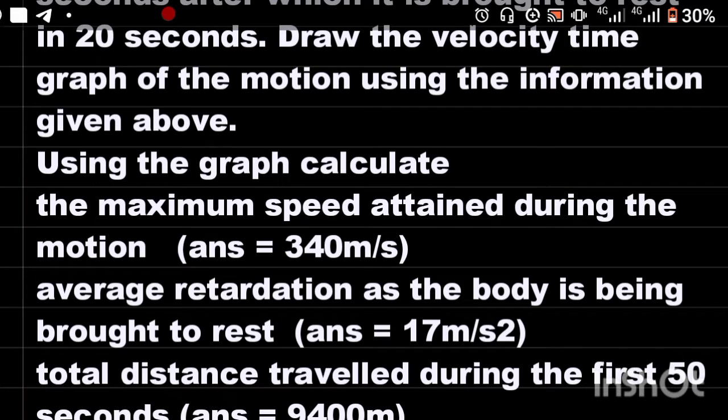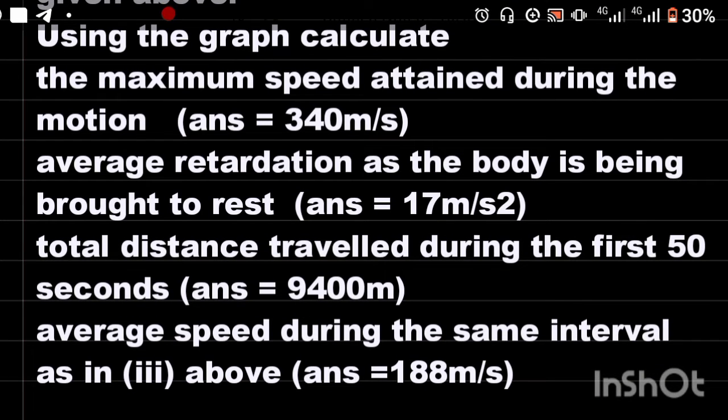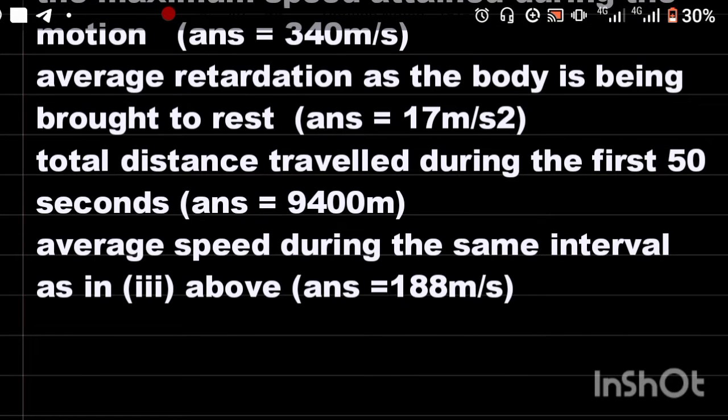The answer is 340 meters per second. Average retardation as the body is being brought to rest. Answer is 17 meters per second square. Total distance traveled during the first 50 seconds. Average speed during the same interval as in 3 above. Answer is equal to 188 meters per second.